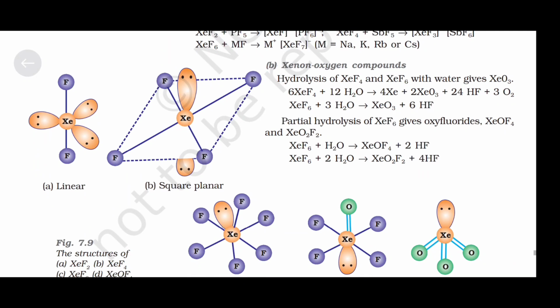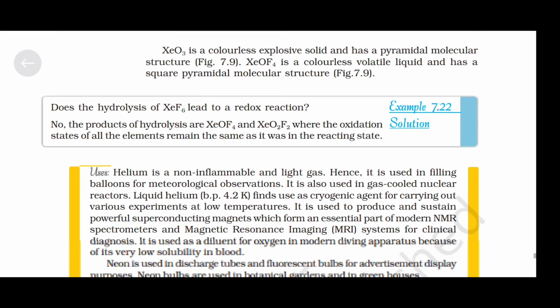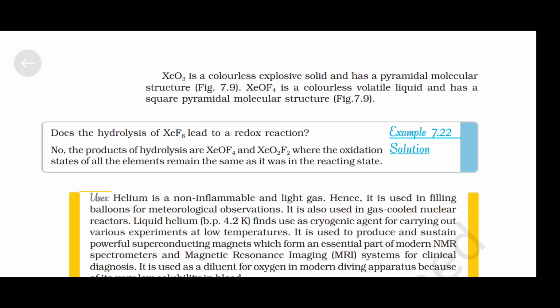Xenon oxygen compounds. Hydrolysis of XeF4 and XeF6 with water gives XeO3. Partial hydrolysis of XeF6 gives oxyfluorides XeOF4 and XeO2F2. XeO3 is a colorless explosive solid and has a pyramidal molecular structure. XeOF4 is a colorless volatile liquid and has a square pyramidal molecular structure.